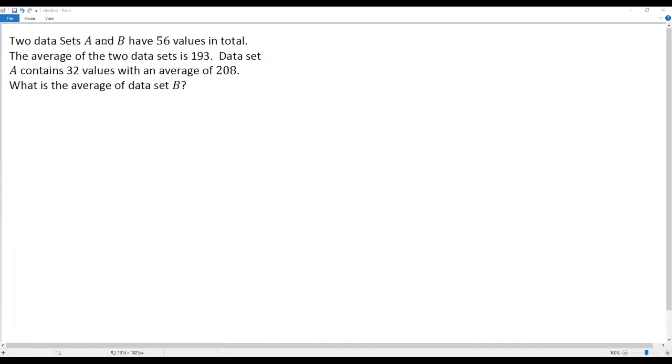Two data sets A and B have 56 values in total. The average of the two data sets is 193. Data set A contains 32 values with an average of 208. What is the average of data set B?